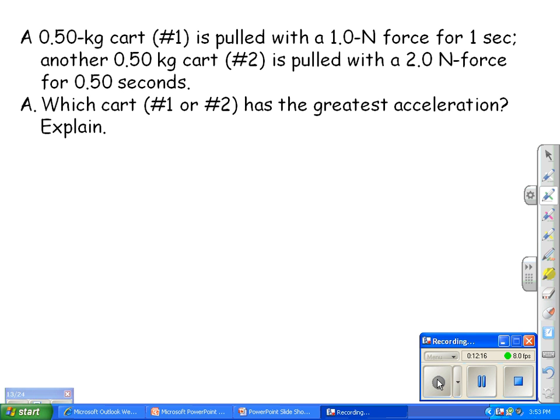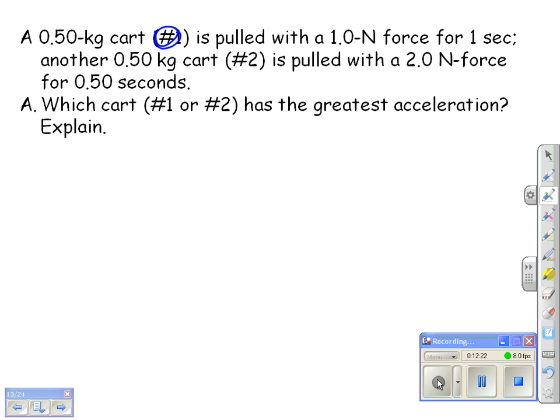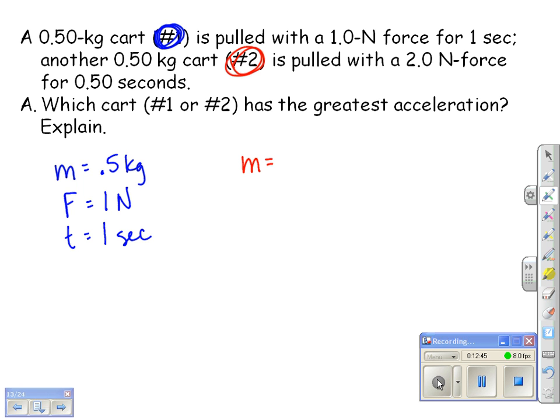We have a 0.5 kilogram cart, which we're going to call number 1. We're going to make it blue. Number 2 is going to be red. So we have a mass of our first cart of 0.5 kilograms, and we're told that it has a force of 1 newton and a time of 1 second. For our number 2 cart, which is red, our mass is 0.5 kilograms, and we have a force of 2 newtons and a time of 0.5 seconds.